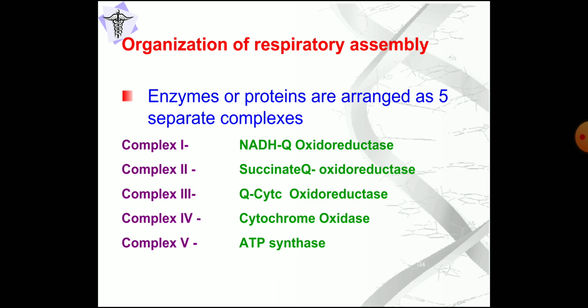Now, how is it organized in the respiratory chain or the electron transport chain? The enzymes or proteins are arranged as 5 separate complexes. Complex 1 is also known as NADH coenzyme Q oxidoreductase or simply NADH reductase, complex 2 is succinate Q oxidoreductase or succinate Q reductase, complex 3 is coenzyme Q cytochrome C oxidoreductase, complex 4 is cytochrome oxidase, and complex 5 is ATP synthase. So these are the 5 complexes. You have to study the names and you have to mark them in the diagram also.